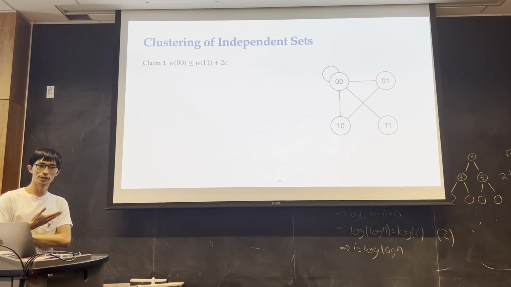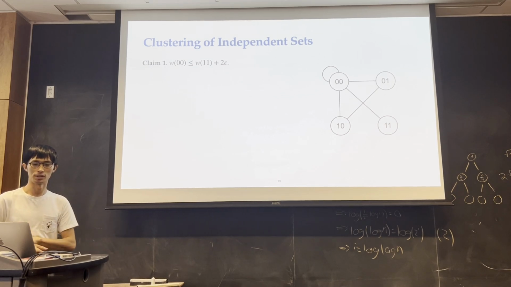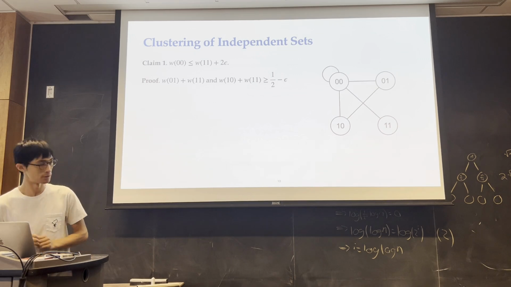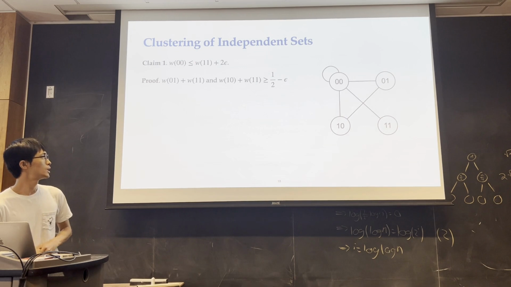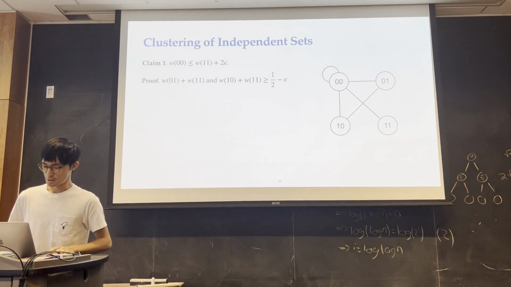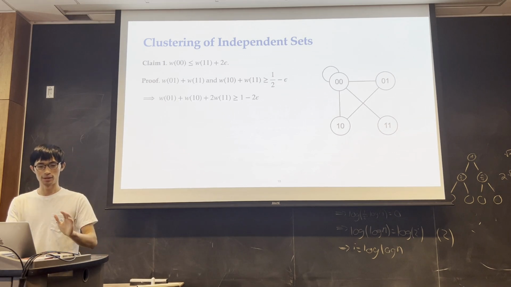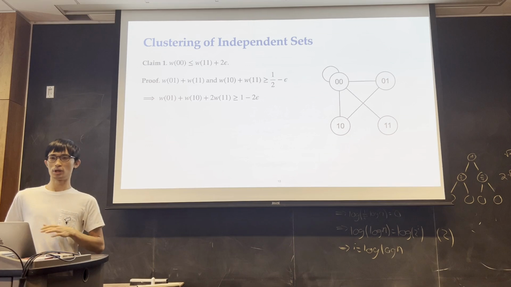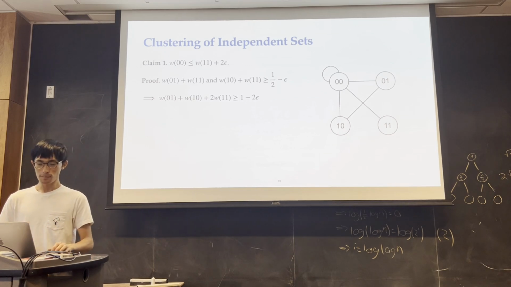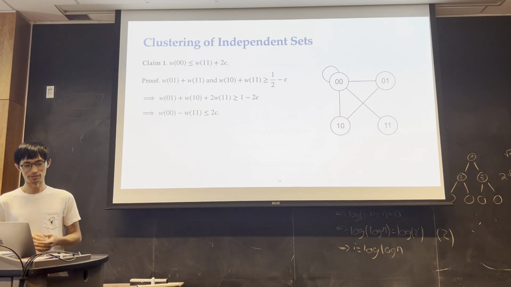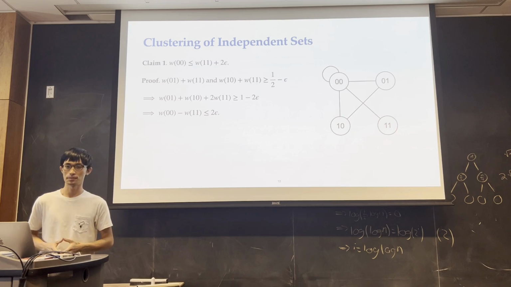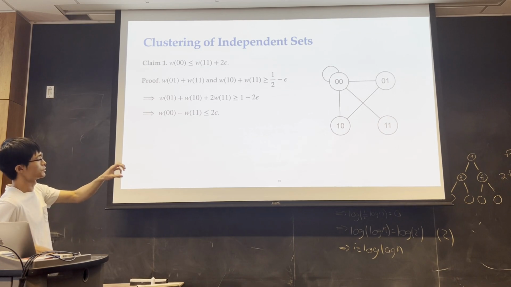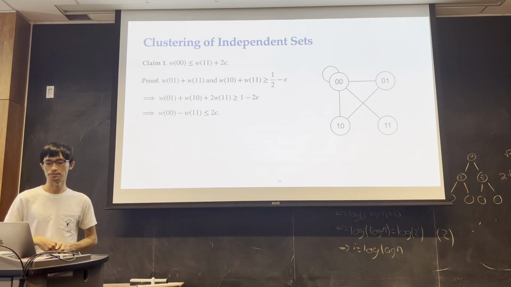It says the weight of 0, 0 is at most the weight of 1, 1 plus 2 epsilon. This is just by the fact that both independent sets are large. So 0, 1 plus 1, 1 and 1, 0 plus 1, 1 are both at most half minus epsilon. When you add them together, you get 0, 1 plus 1, 0 plus 2 times 1, 1 is at least 1 minus 2 epsilon. But we also know that all of them sum up to 1. So 0, 0 minus 1, 1 is at most 2 epsilon, and we're done. It's basically a simple claim that 0, 0 must be roughly 1, 1, or at most 1, 1.